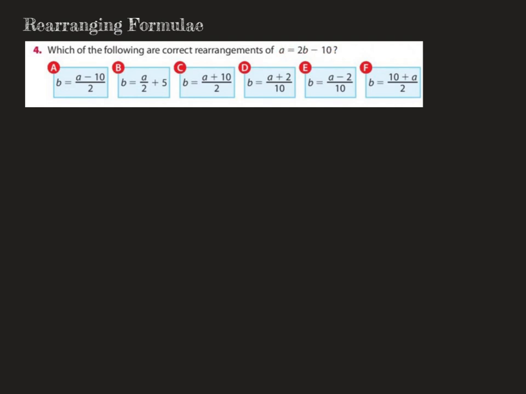Okay, so I'll start off by saying A is equal to 2B minus 10. The goal here is to get B by itself, and we can see that because each of these have B equals. So we want B by itself. So what we're going to do is rearrange these. We're going to bring this negative 10 across over the equal sign, and we'll get A plus 10 equals 2B.